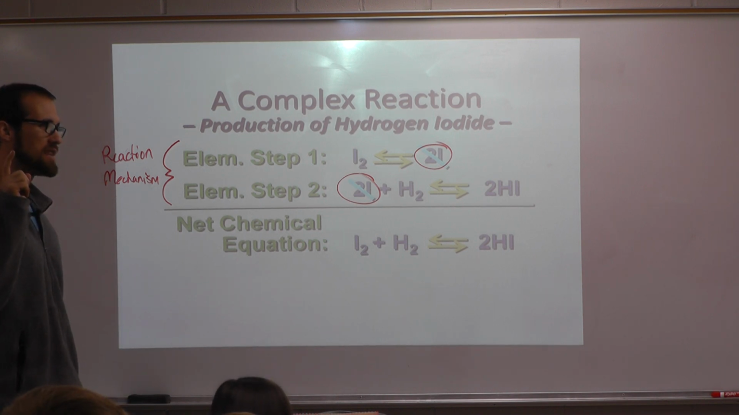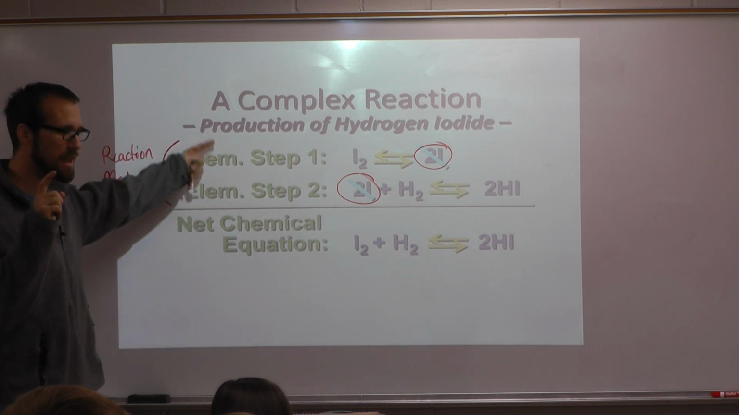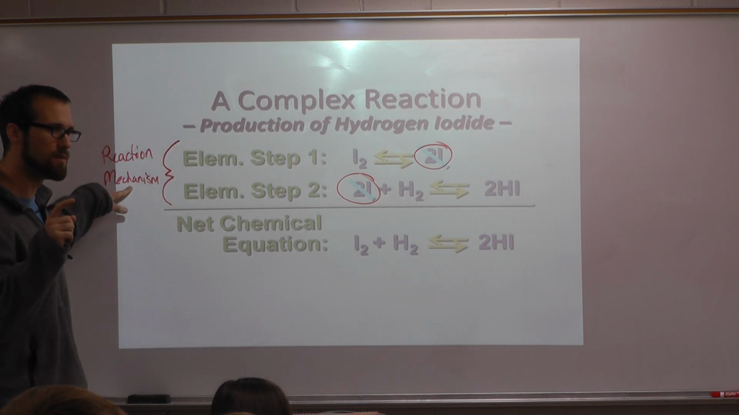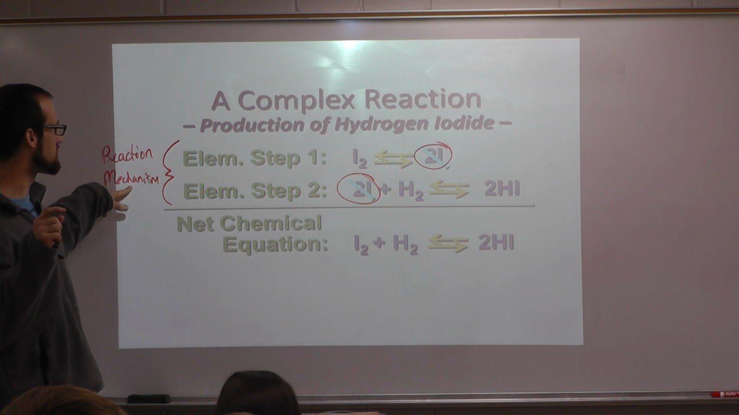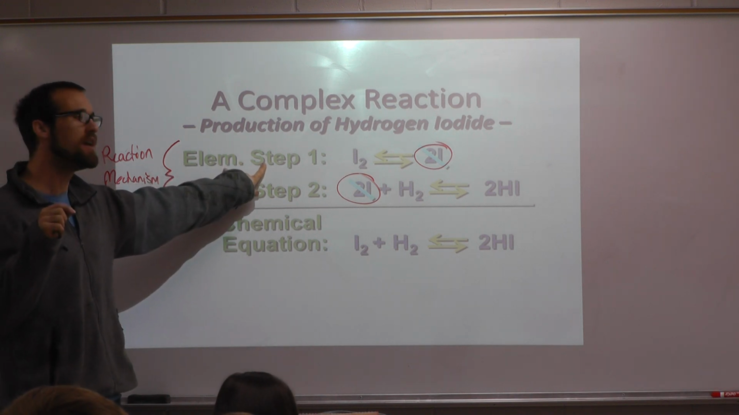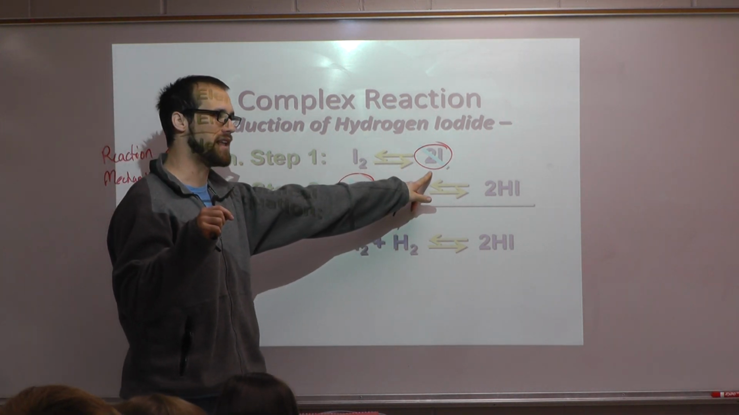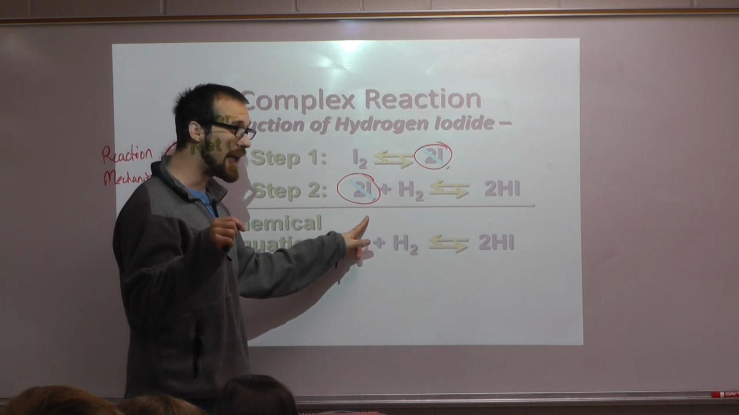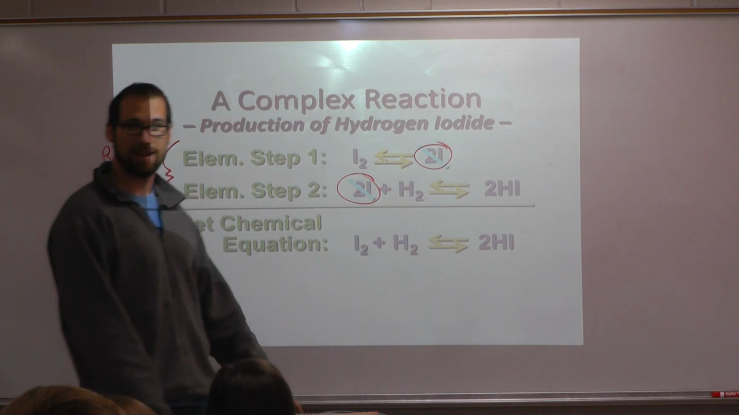So it's a complex reaction because it has more than one step. If it has more than one step, the series of the steps has a name. It's called a reaction mechanism. Each individual step has a name. It's called an elementary step. If one step creates something and the next step makes it go bye-bye, it's an intermediate.